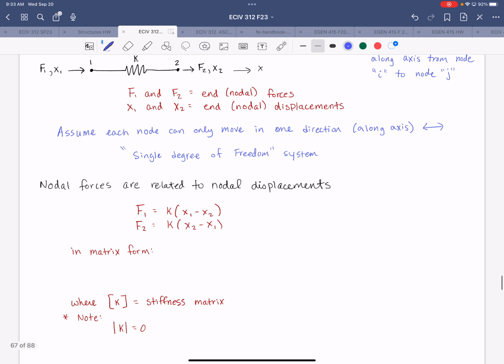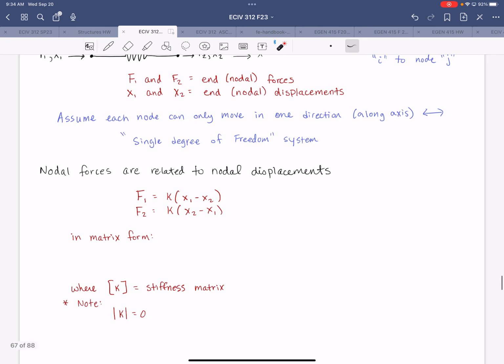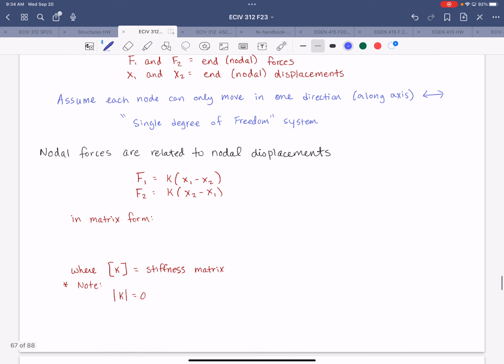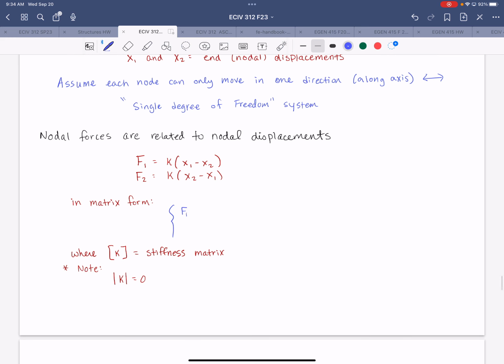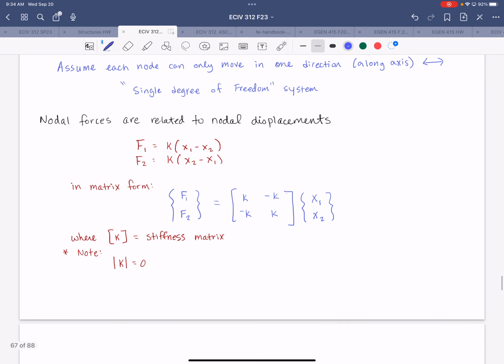And we can relate the nodal forces to the nodal displacements using these equations. If we assemble those equations in matrix form, it looks like this, where we have a stiffness matrix that's a 2 by 2, consisting of positive and negative values of K, and then the displacements at each node on the right.